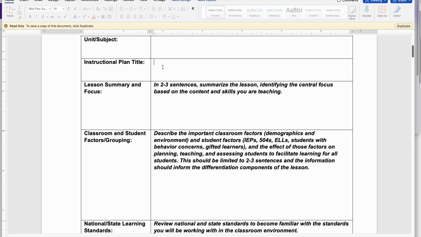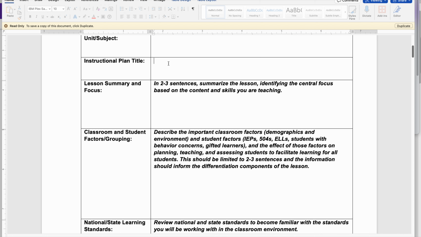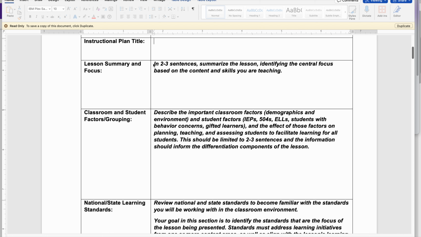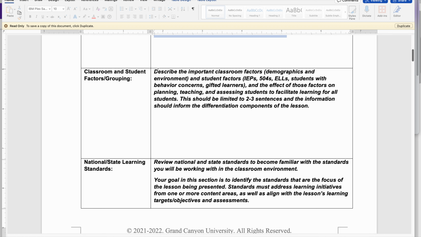Your instructional plan title is just whatever you want to call this lesson plan. You just give it a title. Then in the lesson summary, in 2 to 3 sentences, you're going to summarize your lesson and identify the central focus. This is often not done in a linear manner. So typically you'll write the lesson plan, then you'll come back and fill this in.